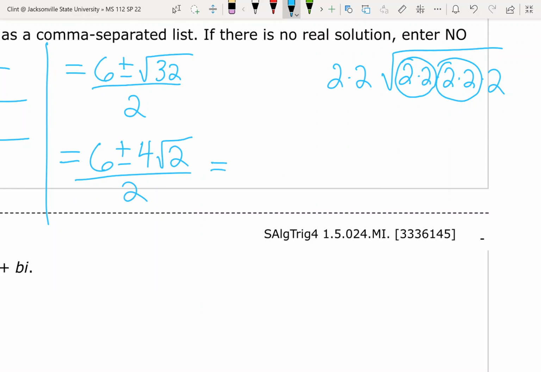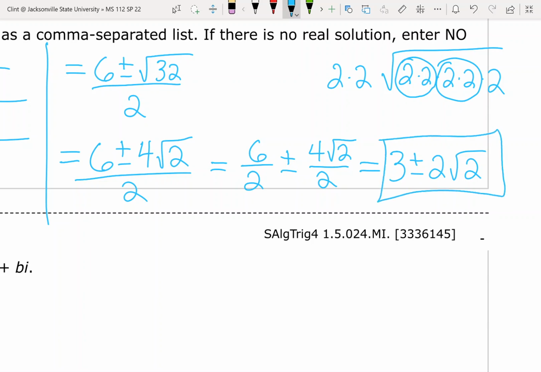And if we split that into two fractions, it may be easier to see how to simplify. So 6 over 2 is 3, 4 over 2 is 2, so it's okay to leave it like that. You can give them to me separately if you want to, but it's all right. You can either say 3 plus or minus 2 root 2, or you could say 3 plus 2 root 2 and 3 minus 2 root 2, I don't care.